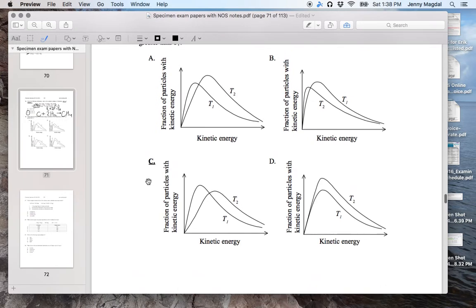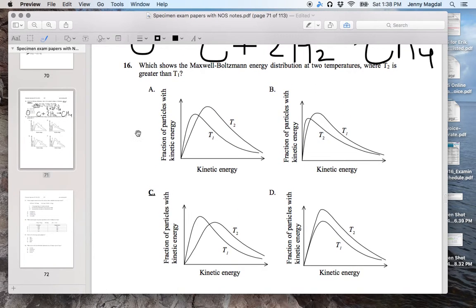Let's move on to 16. With the Maxwell-Boltzmann distribution, we've got 2 different temperatures, and we're saying that temperature 2 is greater than temperature 1. So we need to try to remember what that does to the Maxwell-Boltzmann energy distribution. One thing I want to remind you about these is that the number of particles is under the graph. So normally we think of things being on the graph or on the best fit line, but really the number of particles is what's under the chart.